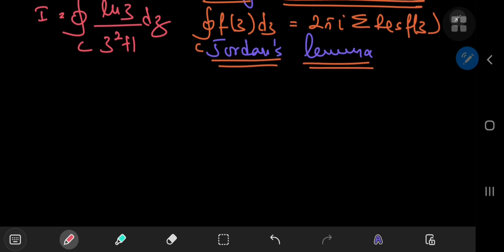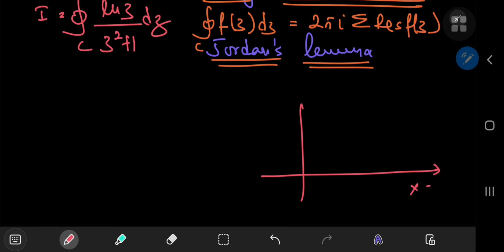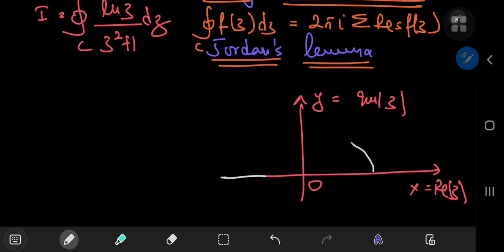Now, this is the complex plane, right? Where the x-axis represents the real part of the complex number and the y-axis represents the imaginary part of the complex number, right? And this is the origin. So let's define our contour to be a semicircle of radius r. So negative r here and r here.